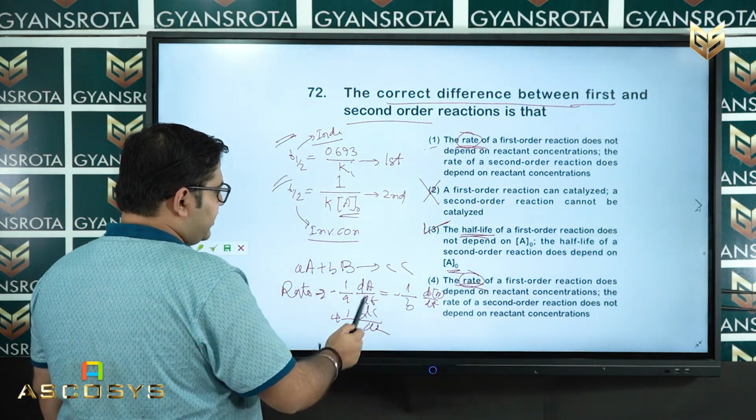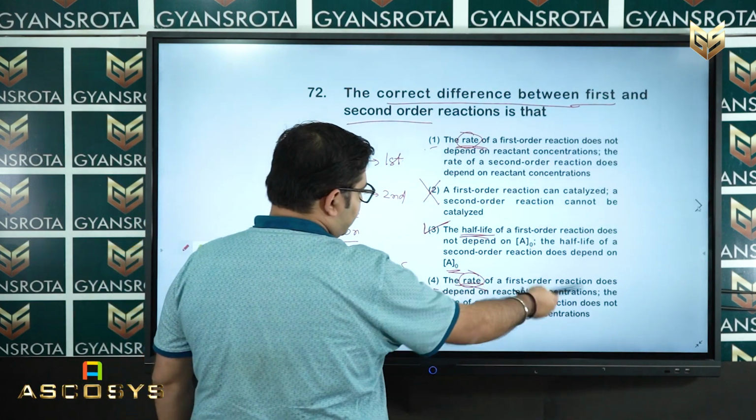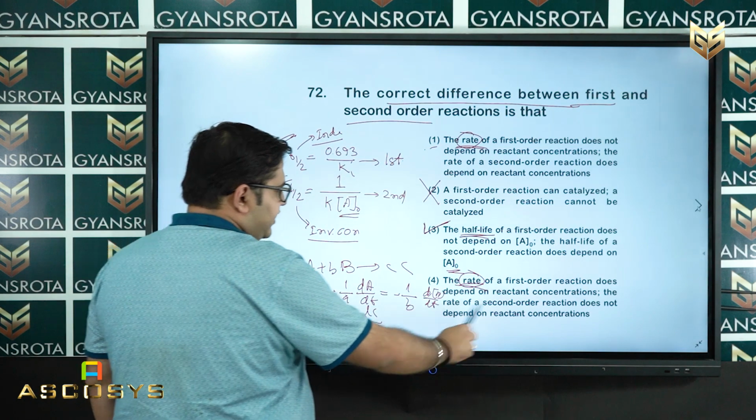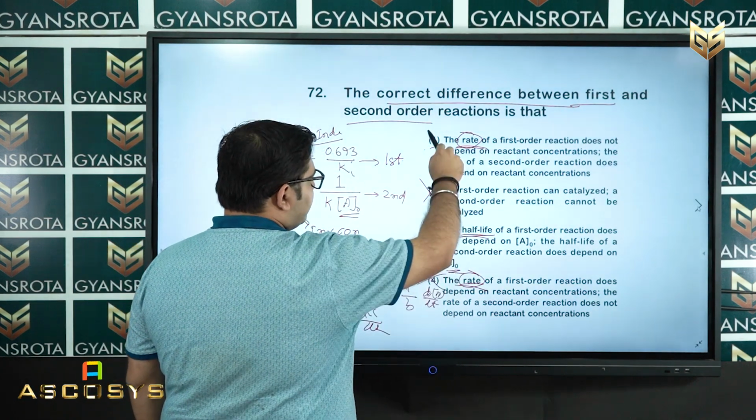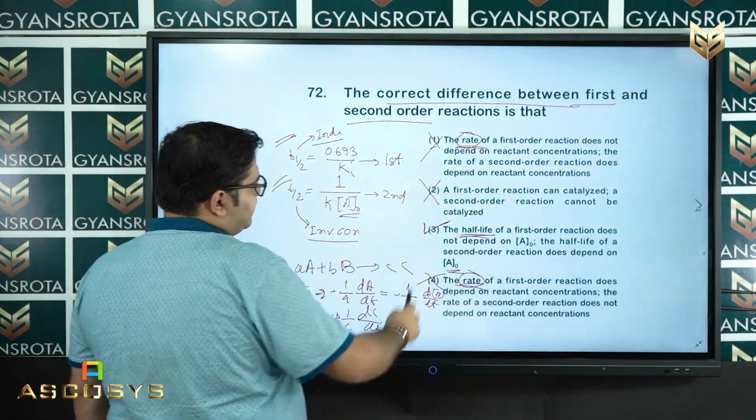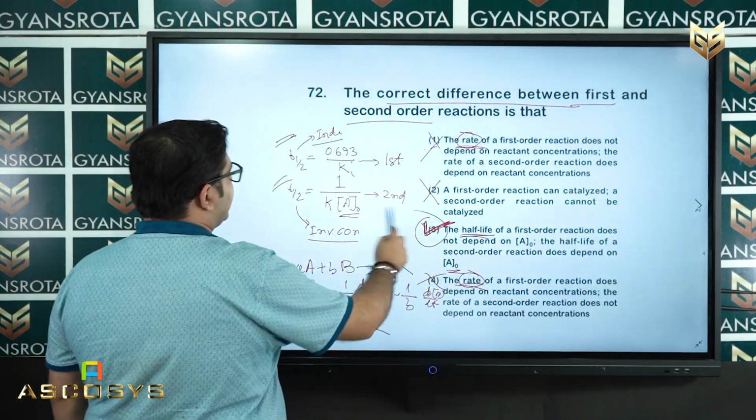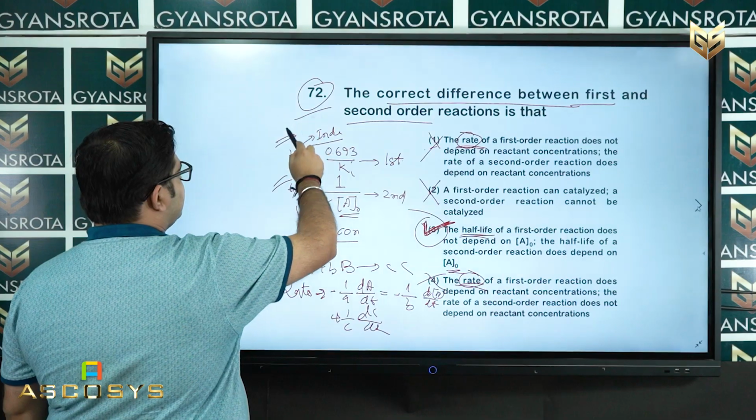So it is not like the rate does not depend on concentration in the first order reaction, or that the rate is independent in the second order reaction. This statement is completely wrong. So only one statement is left, that is option number 3, which is the correct answer of question number 72.